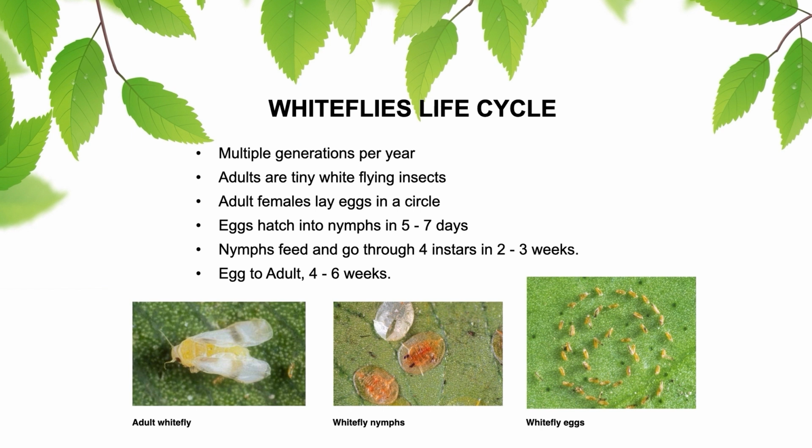Whiteflies life cycle. Whiteflies have multiple generations per year. They are capable of rapid reproduction in the summer heat, which intensifies their infestations. Adults are tiny white flying insects. Adult females lay eggs in a circle. Eggs hatch into nymphs in 5 to 7 days. Nymphs feed and go through 4 instars in 2 to 3 weeks. Egg to adult development happens in 4 to 6 weeks.